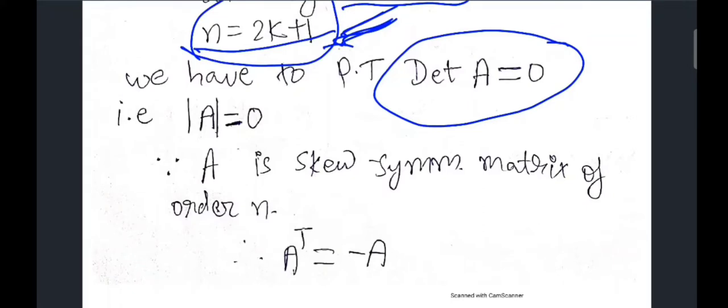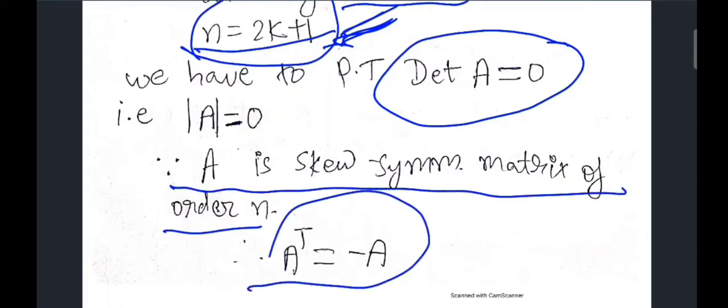Suppose A is a skew symmetric matrix of order n, then A transpose equals minus A from the previous property, right? And this definition you also have to remember: a matrix will be singular when its determinant comes out to be equal to 0. For a matrix to be singular, its determinant must be equal to 0.